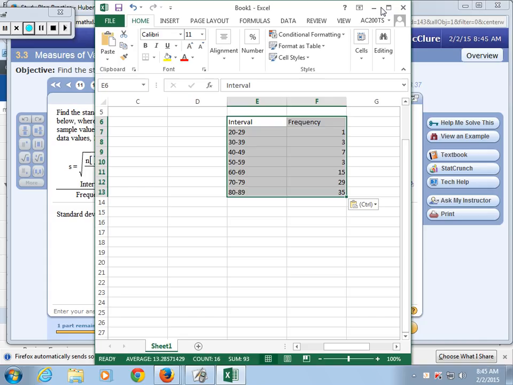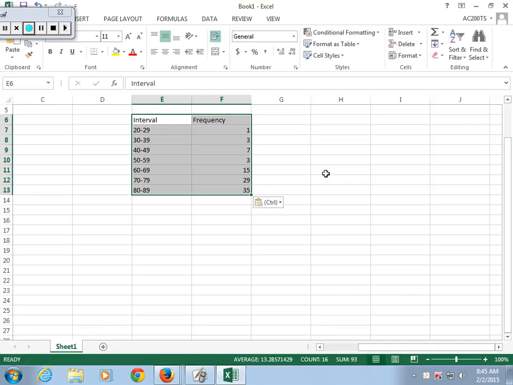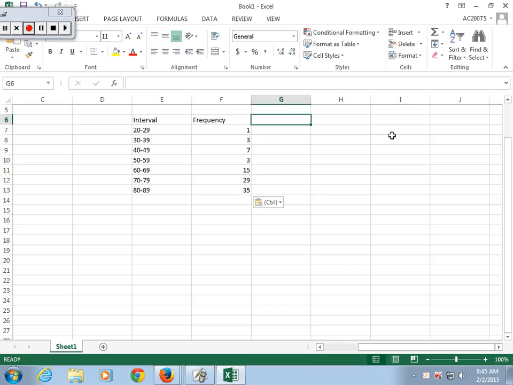Now, why is a frequency distribution so tough? Because you can't use the classes. Why? Well, 20 to 29, how are you going to calculate 20 to 29? You can't. So you've got to find the midpoint. And that's going to be your x. x is equal to the midpoint.